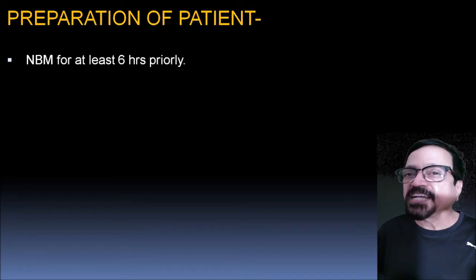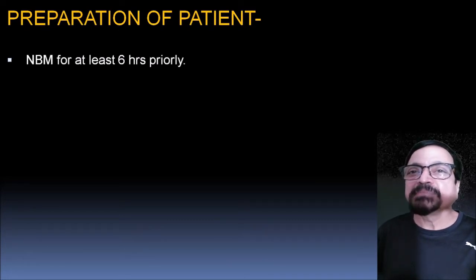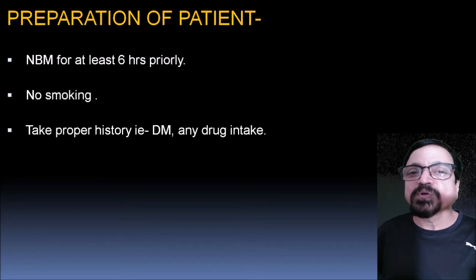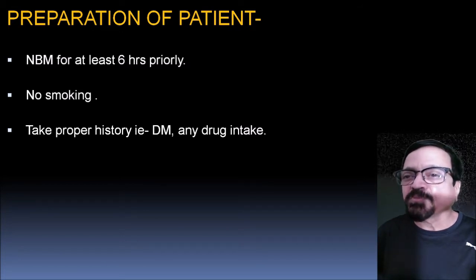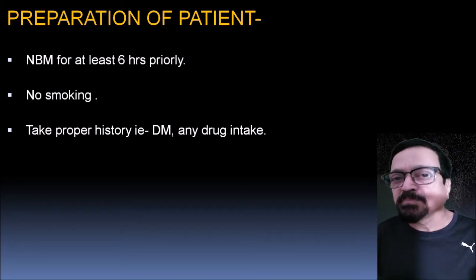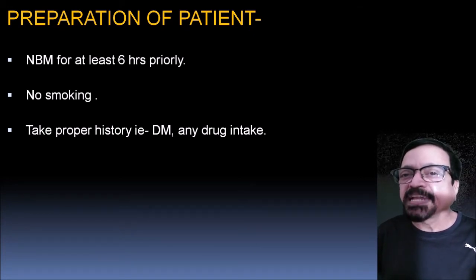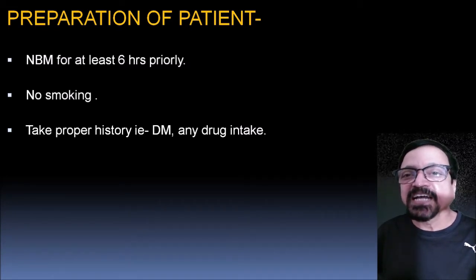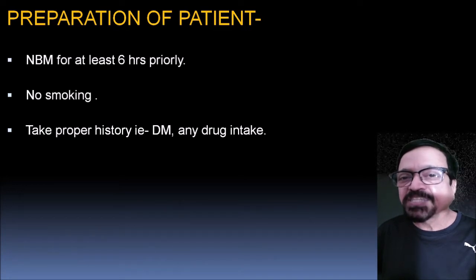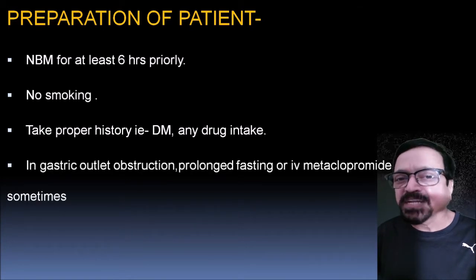Now, what is the preparation of the patient? It is routine. We have to keep the patient NBM for at least 6 hours. Then there should not be any smoking, because smoking increases gastric secretions, and if there are gastric secretions, we may not get proper coating of the stomach. There will be flocculation of barium. Then take a proper history, mainly diabetes mellitus or any drug intake, because NBM for 6 hours in a diabetic patient may create a problem. In that case, we have to schedule the test after a meal, leaving 6 hours in between, or ask the patient to take an early morning breakfast, leave 6 hours, and then we can perform the test.